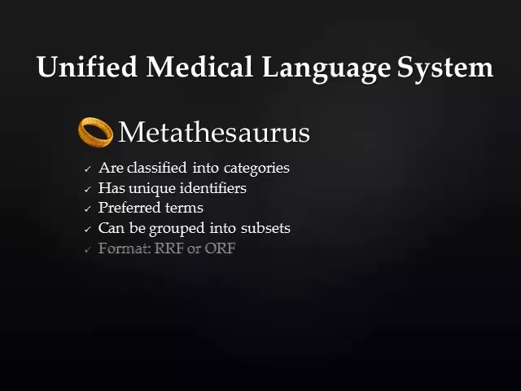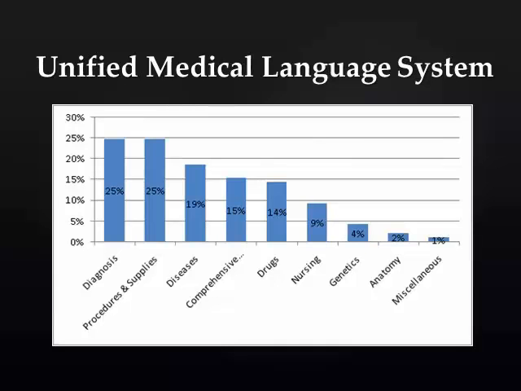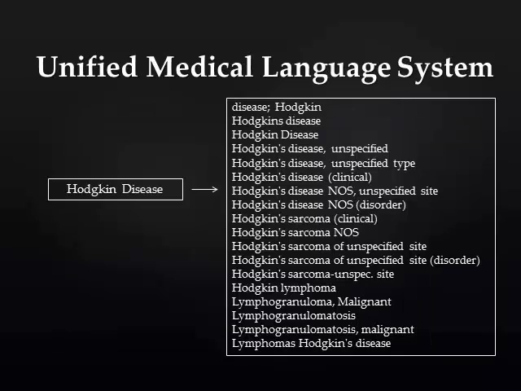The Metathesaurus can be extracted into two formats, which are RRF, or Rich Release Format, and ORF, or Original Release Format. This graph shows the percentage of categories that are included in the Metathesaurus. This one is an example of a preferred term. It groups synonymous and same terms and links them to each other using an identifier.